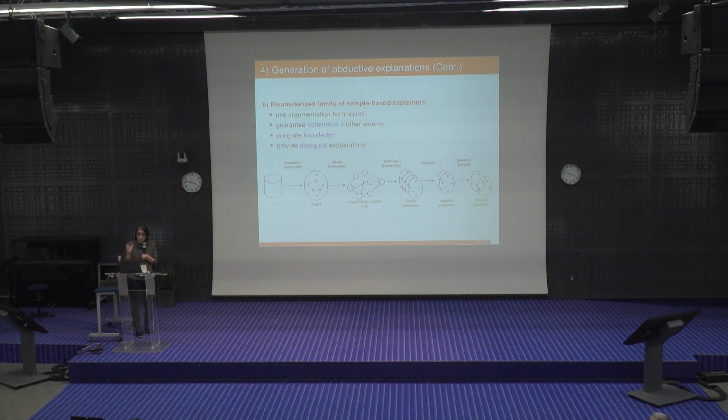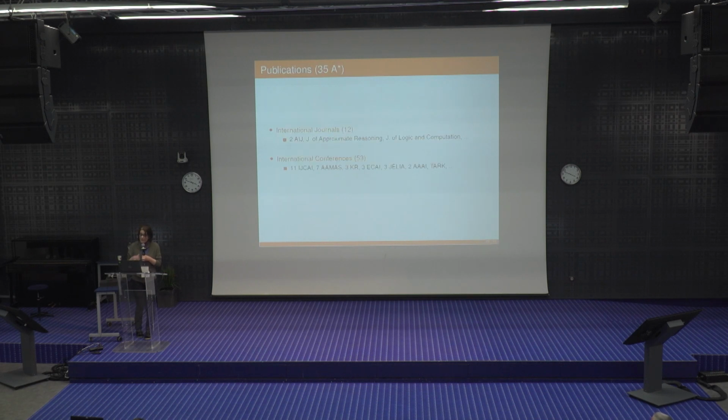We proposed an argumentation theory for generating explanations from samples, from a data set, and which satisfies the property of coherence. It's a parameterized, large family of explanation functions that guarantee the coherence axiom, which integrate knowledge and which also provides dialogical explanations. I will not go into detail because I don't have time, and I would have to introduce a lot of concepts which are maybe not here. Okay, thank you very much.